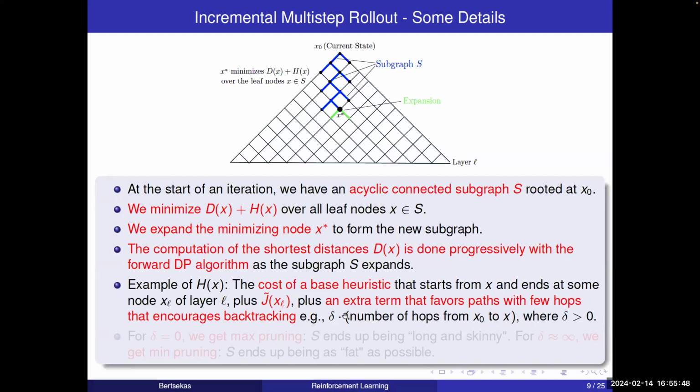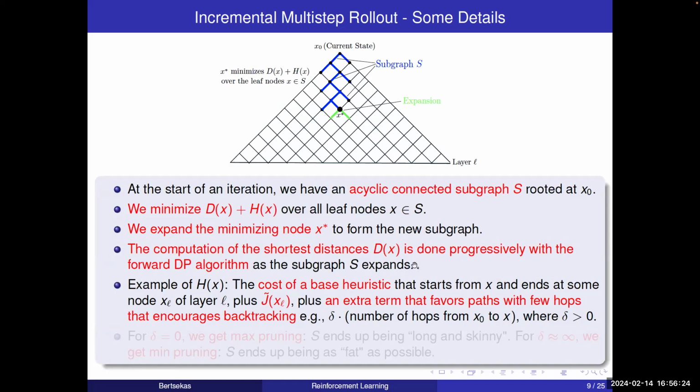So this third term that we're minimizing over is the number of hops from x0 to x multiplied by this parameter delta, which is greater than 0. And the effect of this is that states that are further down in this tree become less desirable in this minimization. And it encourages you to add new leaves to the tree higher in the graph. And if you do that, you broaden the graph. So you get more of a search of this multi-step look-ahead tree.